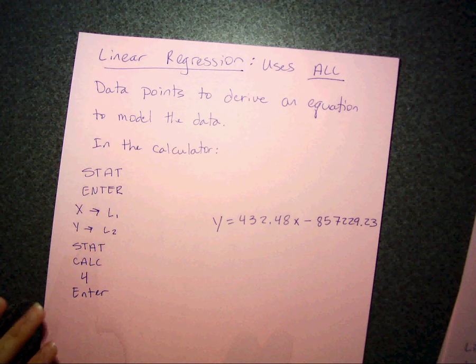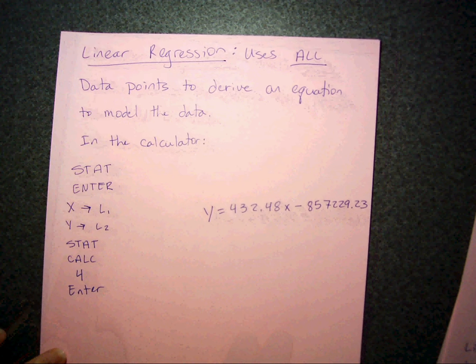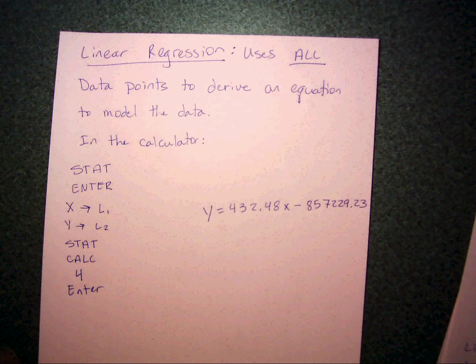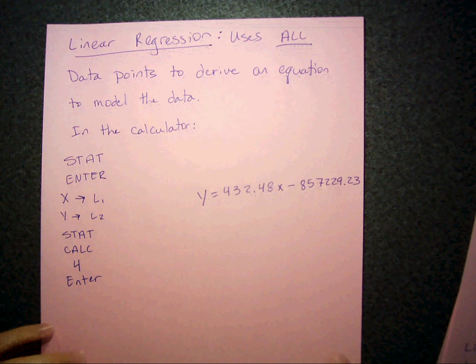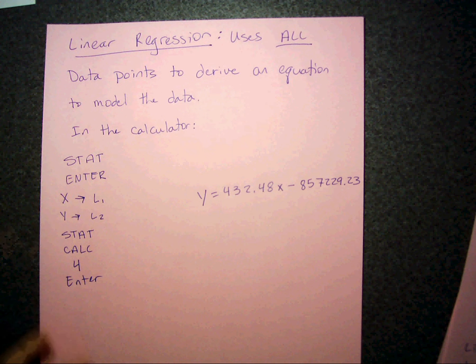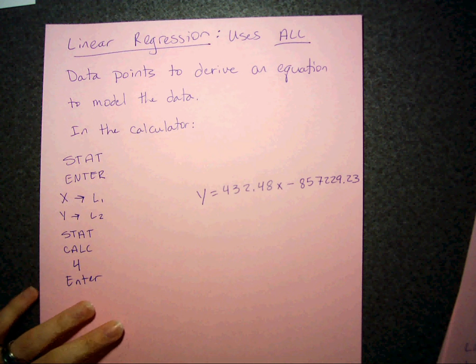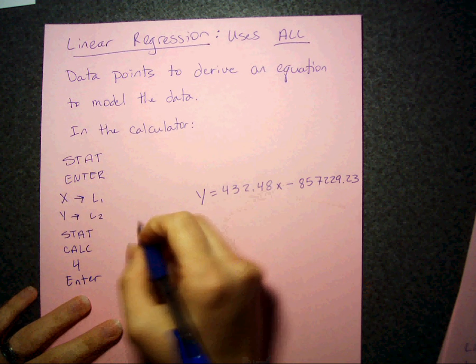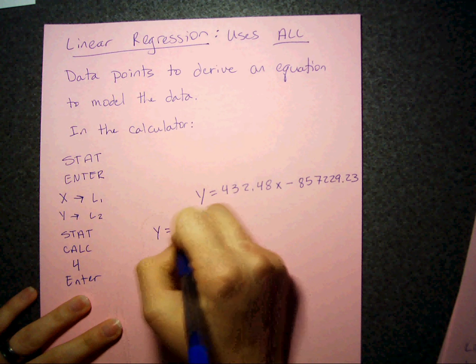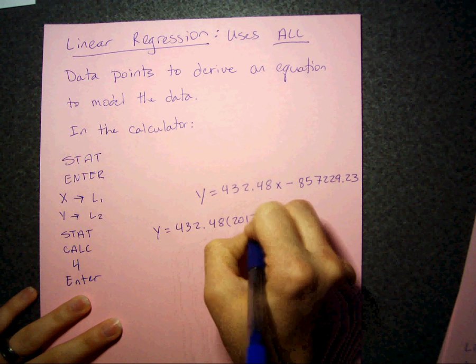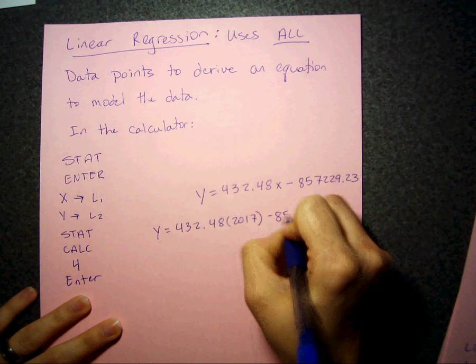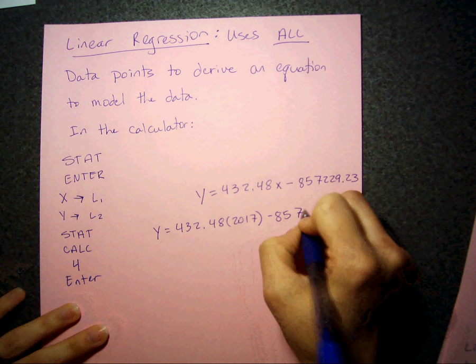And so this equation takes into account all of our data points. And so I want to compare our two values. We used our line of best fit to figure out the approximate cost of tuition in 2017. And so I want to use this equation to do the same. So I'm plugging in 2017 for x. So I get y equals 432.48 times 2017 minus 8572229.23. And again, I'm just going to plug that into my calculator.